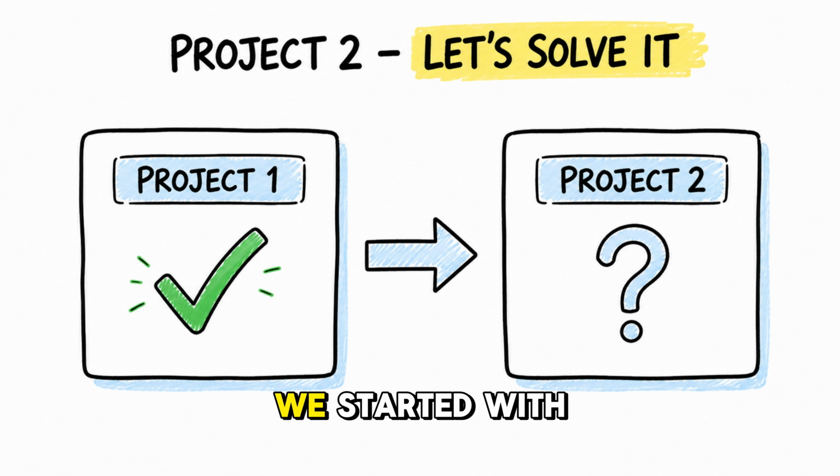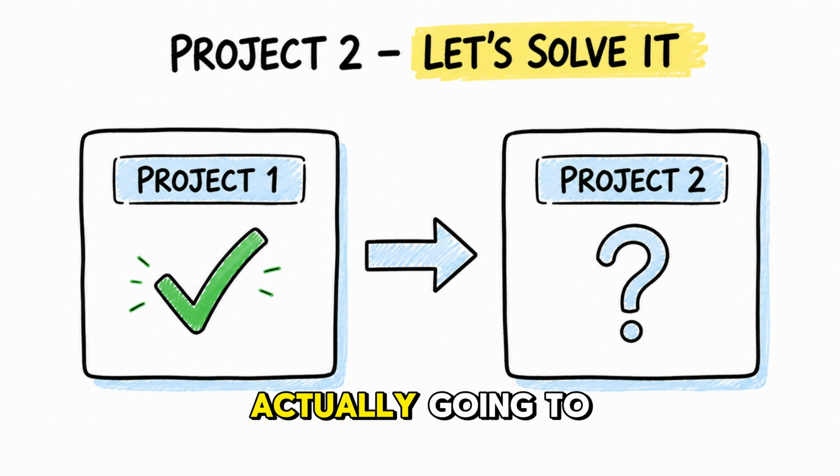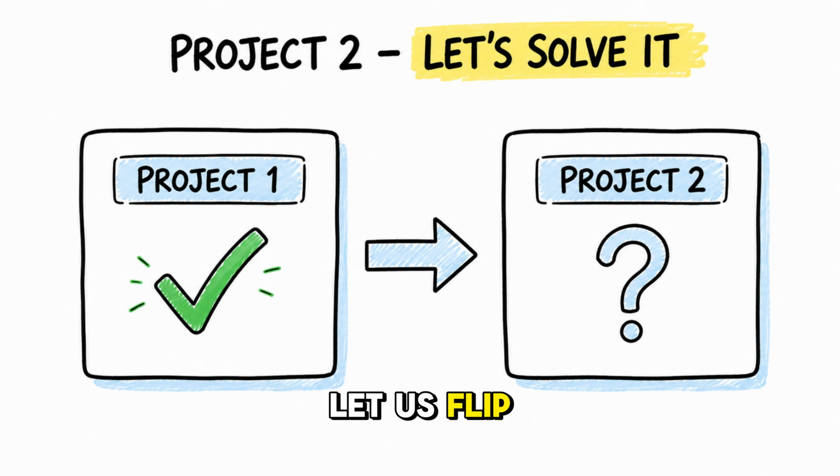In Project 1, we started with the phase voltage and calculated the line voltage. But on a real job, information does not always come to you in that order. Sometimes the only number you are given is the line voltage, off a panel label or a supply spec sheet, and you have to work backward to find out what each individual motor winding is actually going to receive. Let us flip the problem around and solve it the other way.